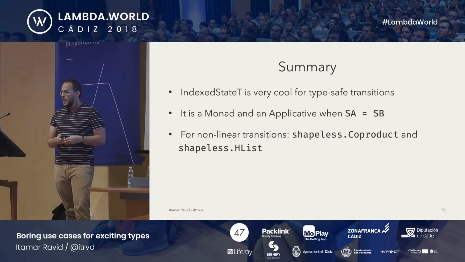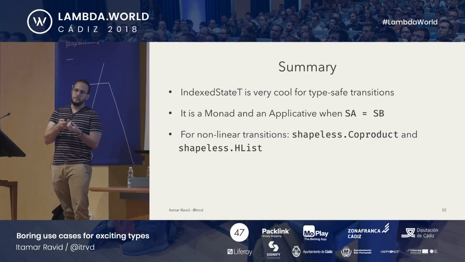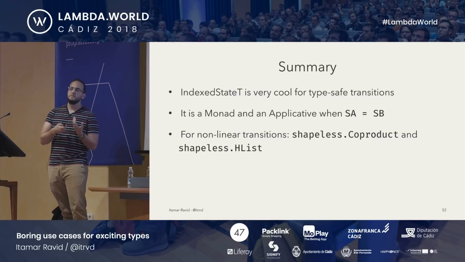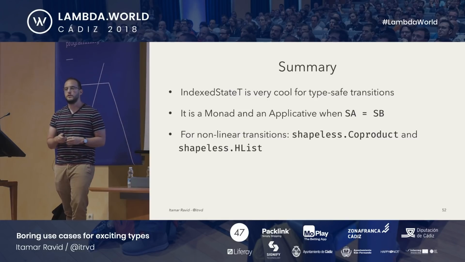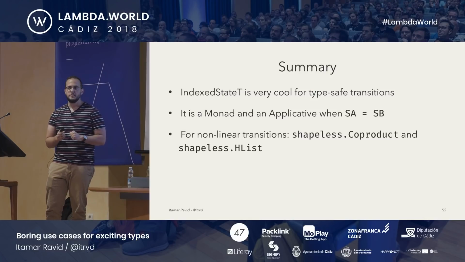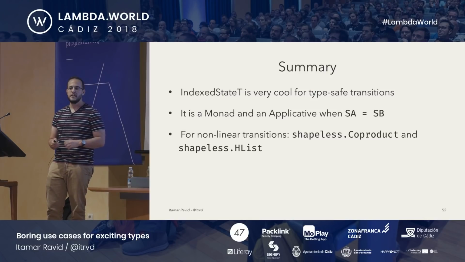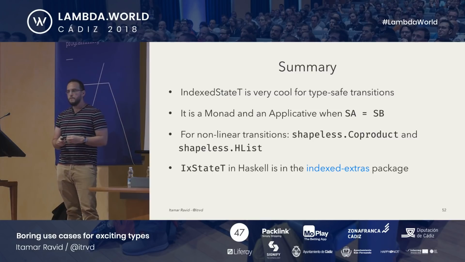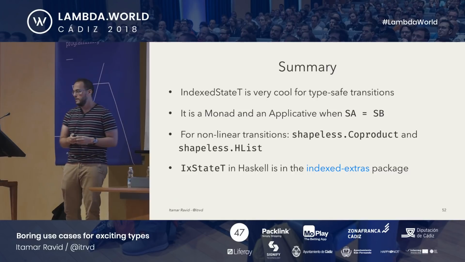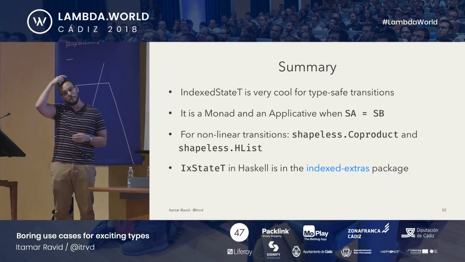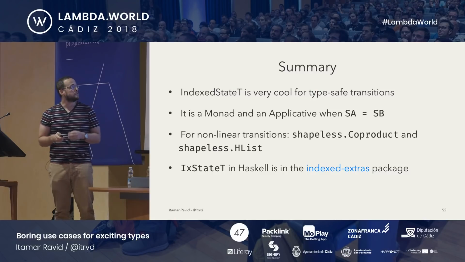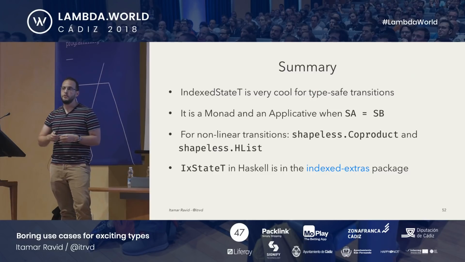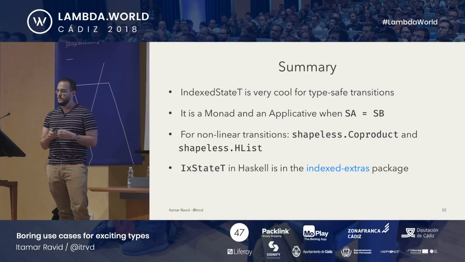And for nonlinear transitions, if you need to keep track of, for example, multiple state machines, you could use Shapeless to product them into HLists. I'm not sure I would entirely recommend going with that, as it can be a bit convoluted, but it is possible. And if you're using Haskell, then this is available in the indexed-extras package, again by Edward Kmett. And I've also seen that Oscar Wickström has a very cool package called Motor for tracking type-safe state machines using type-level lists.